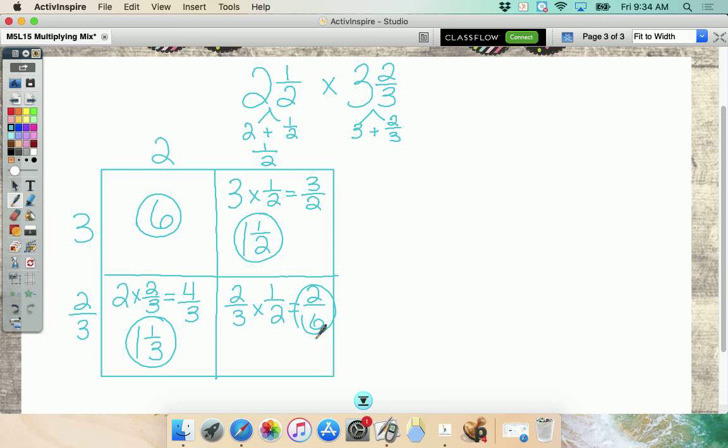So the next step I want you to do, because I noticed something already. I've got 3 different denominators. So I want to write all these numbers down, and then I'm going to decide what to do with them. So on the other side of your paper, let's write all these down. So I'm going to write 6 plus 1 1/2 plus 1 1/3 plus 2/6.